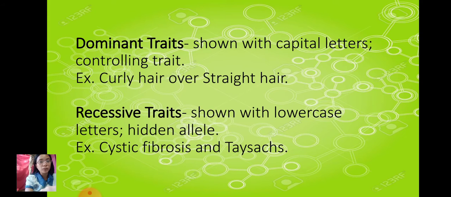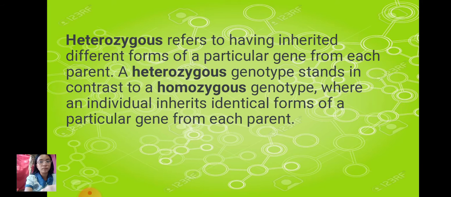Dominant traits are shown with capital letters and are the controlling trait. Example, curly hair over straight hair. Recessive traits are shown with lowercase letters. Hidden allele. Example, cystic fibrosis and Tay-Sachs. Heterozygous refers to having inherited different forms of a particular gene from each parent. A heterozygous genotype stands in contrast to a homozygous genotype, where an individual inherits identical forms of a particular gene from each parent.